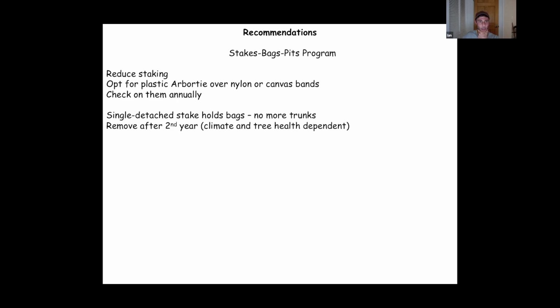The second thing is I recommend single detached stakes for bags, no more trunk ties. So certainly put a small stake in the ground and then put an irrigation bag, a gator bag, over them. The gator bags are also causing an issue. I found one gator bag that was on the tree trunk for 8 years, and I removed that. So I think remove after the second year, as long as we're not in drought, or the tree doesn't look like it's doing too poorly, take the bag off.